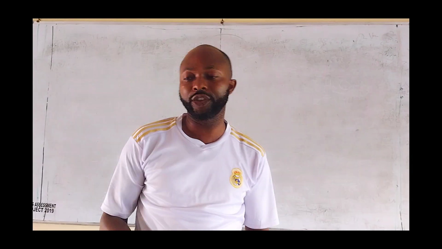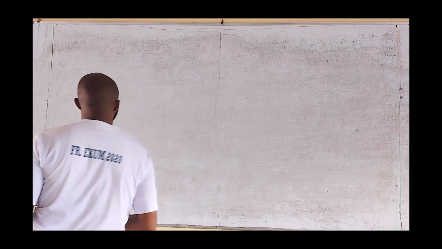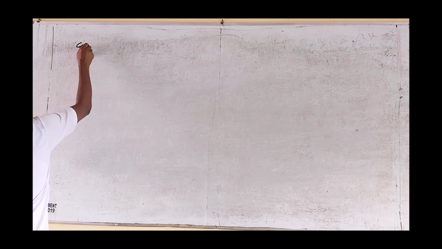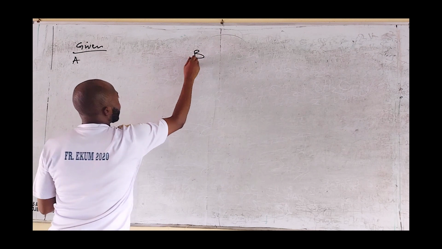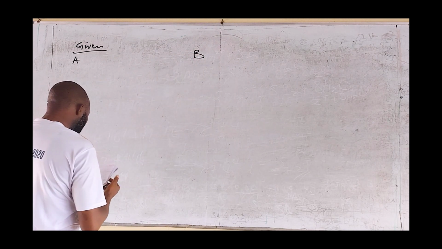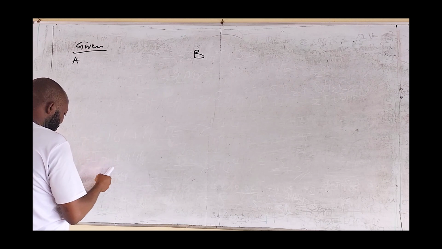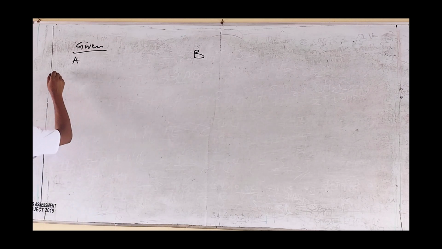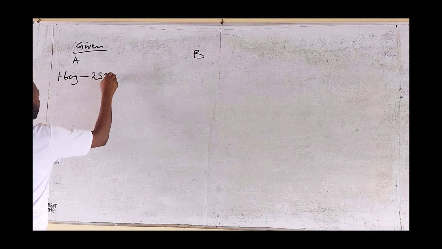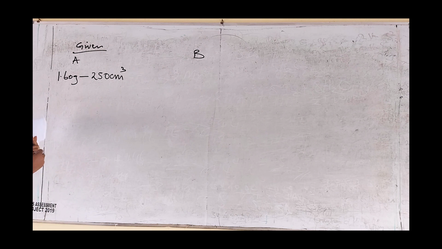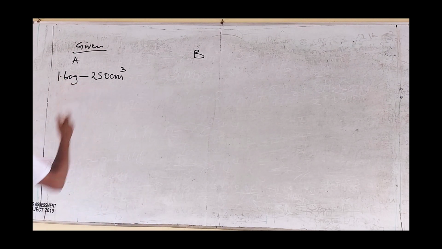So we start with the given as usual. We have A for the acid and B for our base. A contains 1.60 gram in 250 cm³. Remember, this is for a mass concentration of the acid, which is mass over volume.